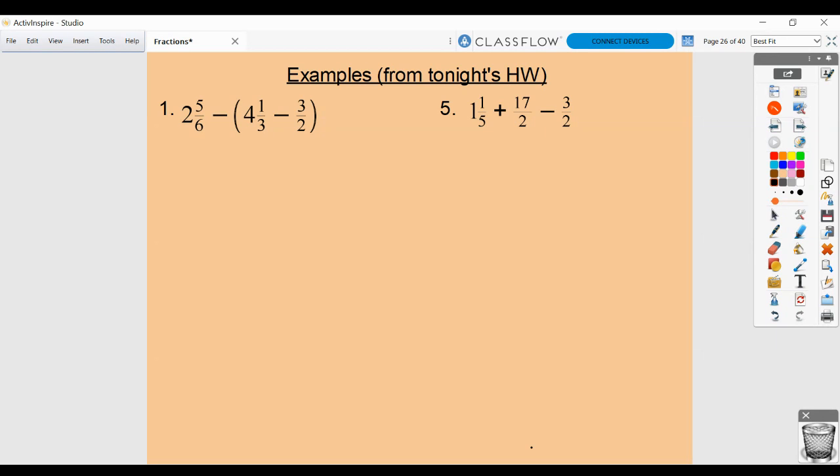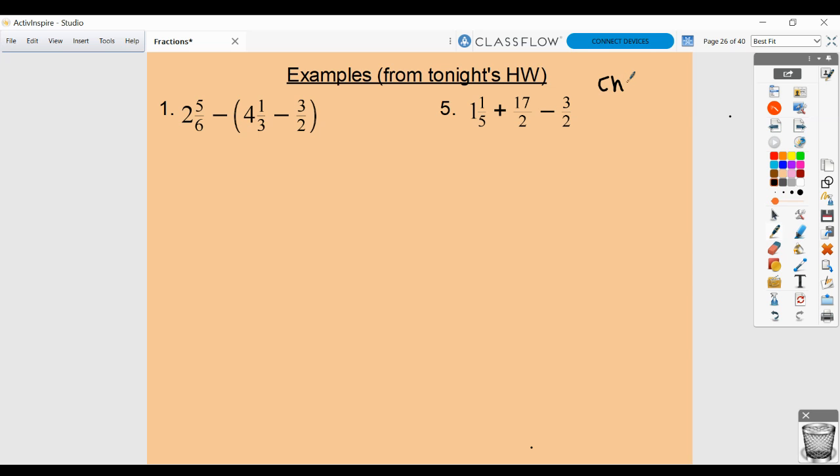Okay, this video is on adding and subtracting mixed numbers. These two questions are examples from your homework tonight. The best suggestion that I can make is to change all of the mixed numbers to improper fractions.